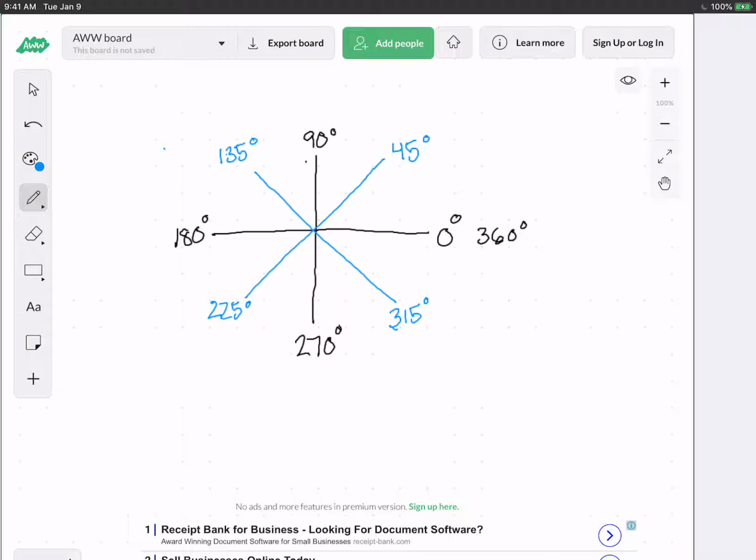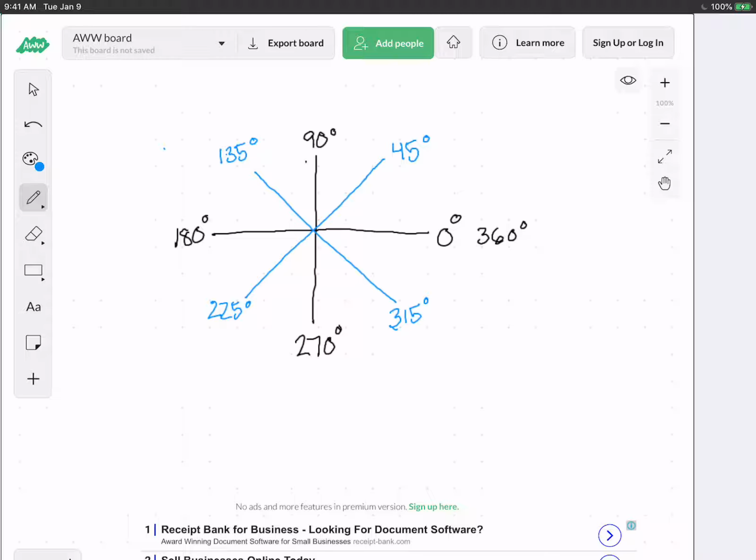So for estimating angles, the students have drawn these angles for benchmarks. So you'll see the 0, 90, 180, and 270 in black. And then the halfway points in between there, 45, 135, 225, and 315. And the students have to kind of memorize these numbers.